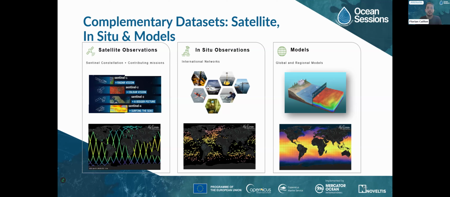The Marine Service portfolio combines three complementary sources. First, satellite observations provide global coverage and continuous monitoring. Second, in situ measurements taken from buoys, floats, and research vessels. They offer local precision. And finally, these observations serve as the foundation for validating and optimizing the ocean models that the service provides.